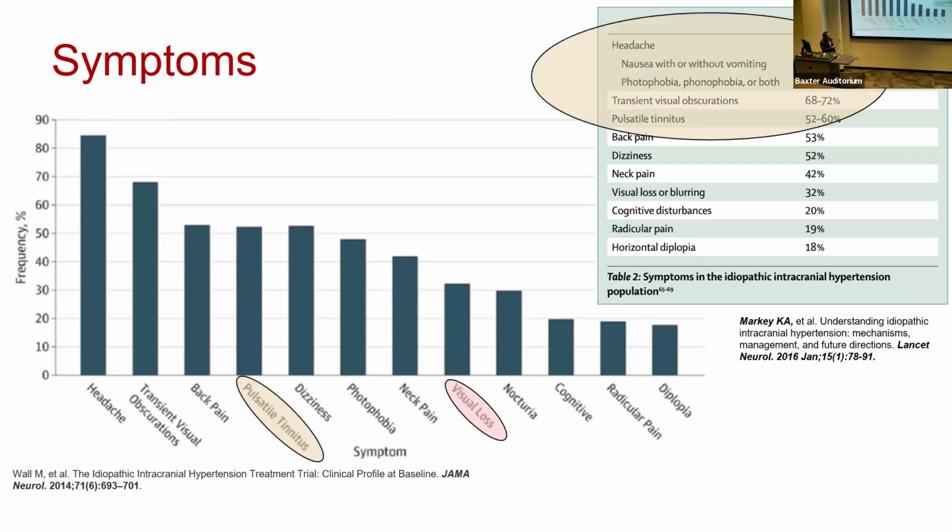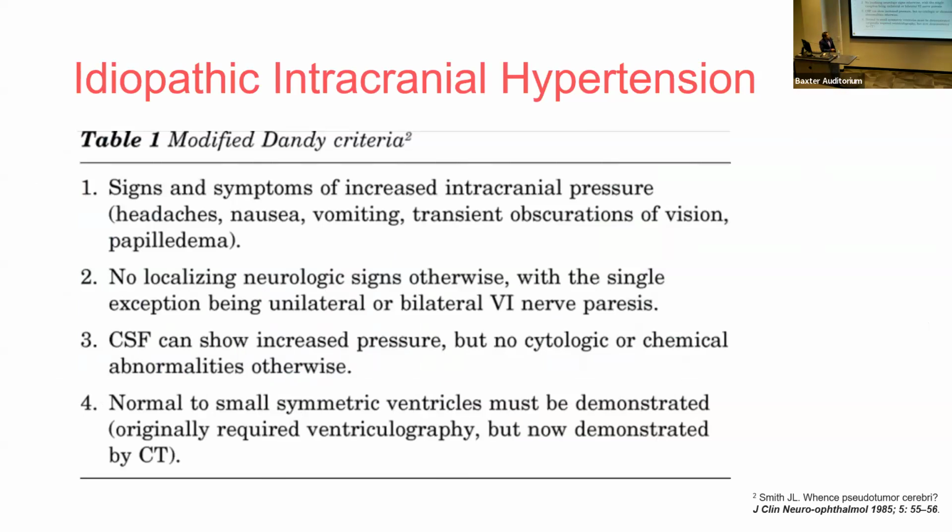There are some efforts in this trial to summarize an understanding of how these patients present, and it has the same frequency of the symptoms. We're talking about the modified Dandy criteria. Basically, the idea is that they present symptoms and signs of increased intracranial pressure. We know that from any patient that is herniating: headaches, nausea, vomiting, with these transient obscurations. But the key part of this is papilledema, right?